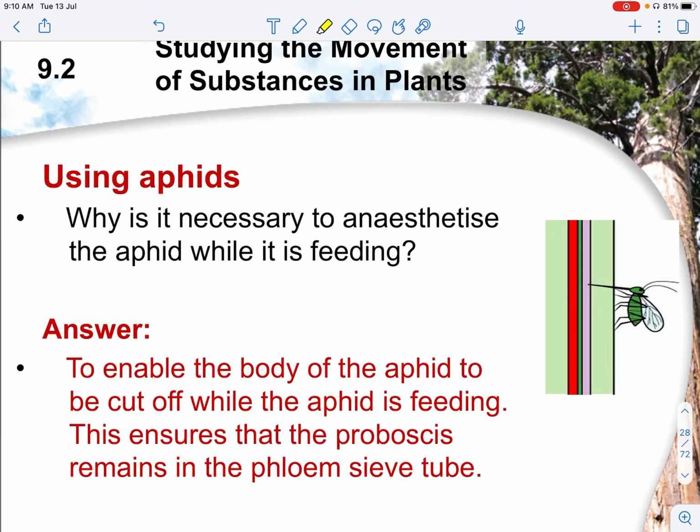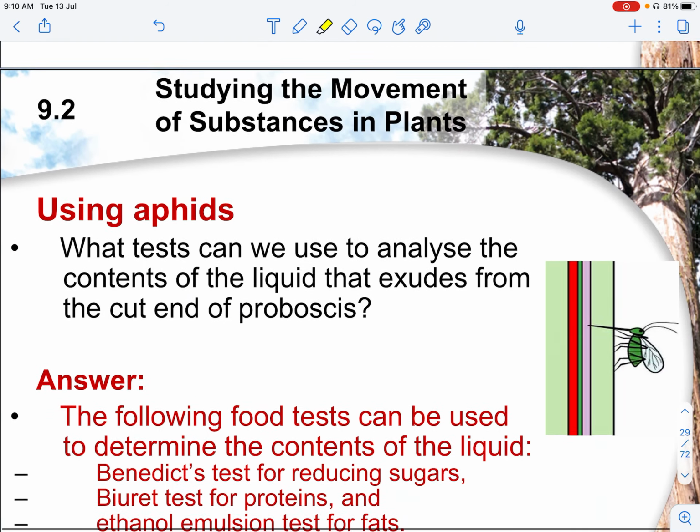So why is it necessary to anesthetize the aphid while it is feeding? This helps to ensure that the body of the aphid will be cut off cleanly while it is still feeding, so that the proboscis will still remain in the phloem sieve tube. Because if you were to trap it alive, it can pull its mouthpiece out, and then you will never know which vessel is being punctured.